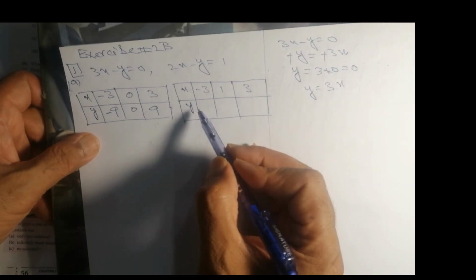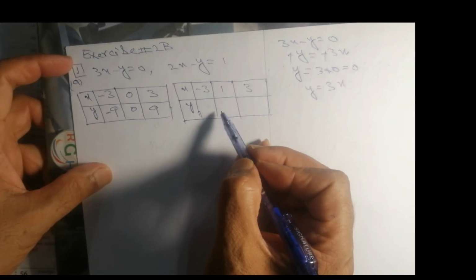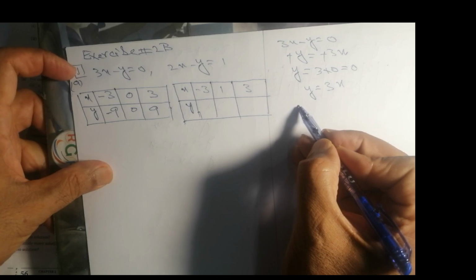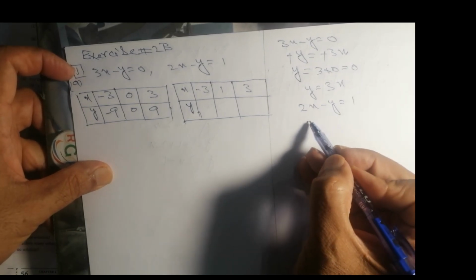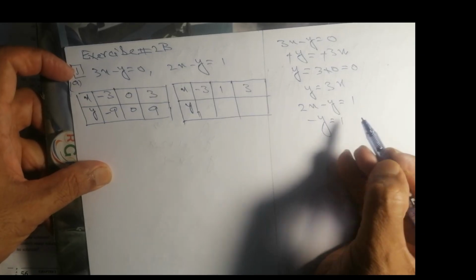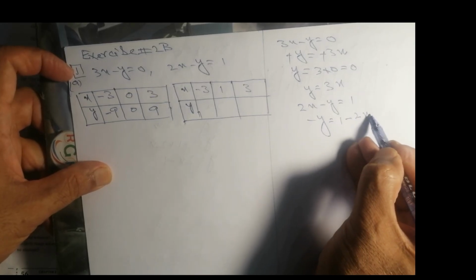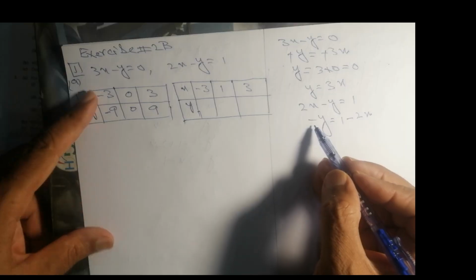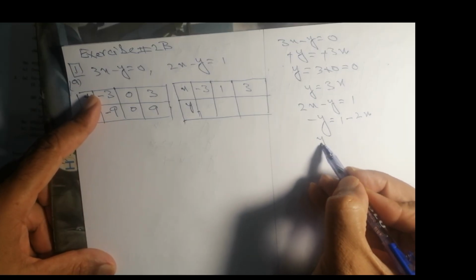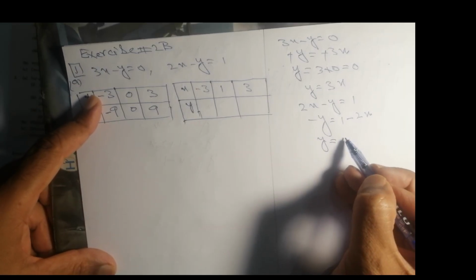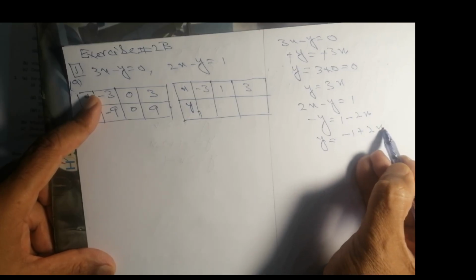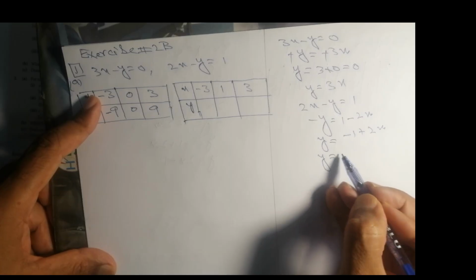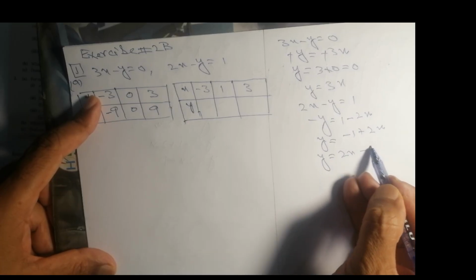Similarly, we need to fill in the y values in the second table. This is 2x minus y equal to 1, so minus y equal to 1 minus 2x. Multiply with minus on both sides. This will be y equal to minus 1 plus 2x, or y equal to 2x minus 1.